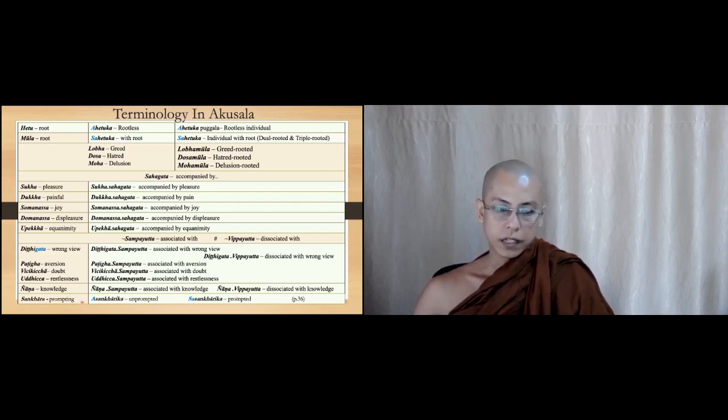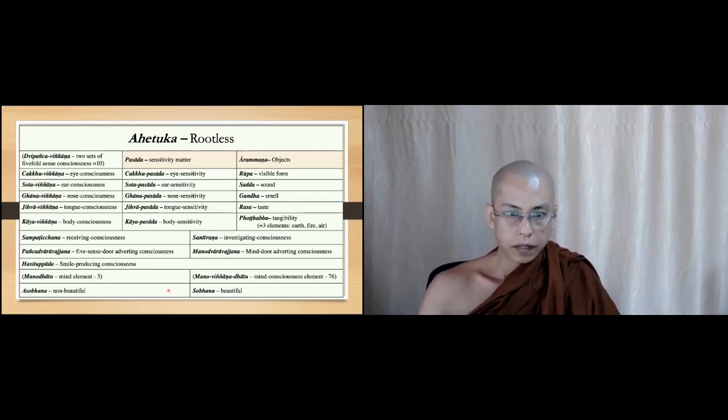The last keyword for akusala citta, the unwholesome consciousness, is sankhara, prompting. With prompting, sasankharika, prompted consciousness; and without prompting, asankharika. So you will see the use of sa and a many times.